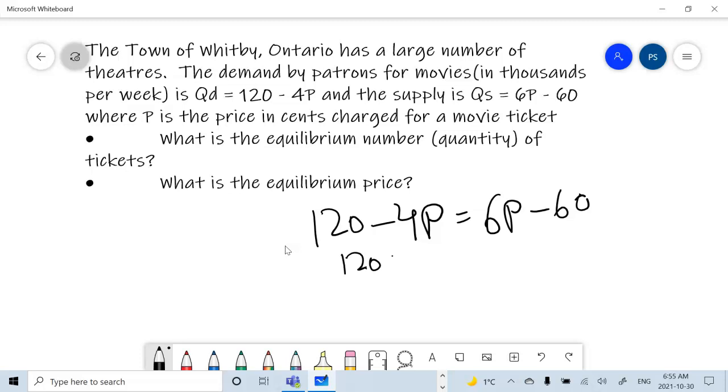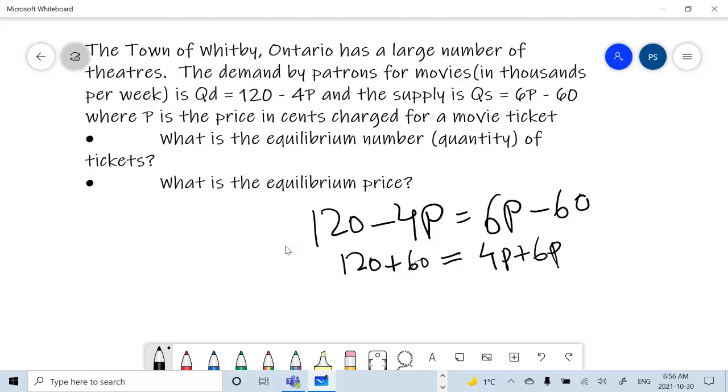120 plus 60. When you move the 60, which is minus 60, to the other side, it turns into a positive. Then equals, now you got minus 4P. When you're moving it to the other side, it will turn into positive 4P. So it's 4P plus 6P. Now you need to add all these numbers and get to the final number.